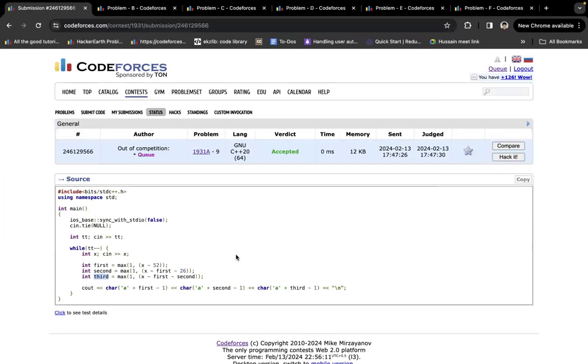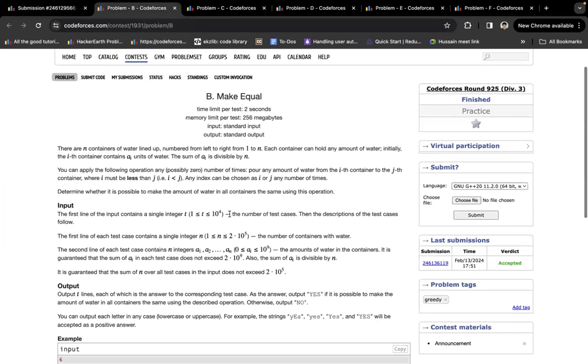So is problem A clear, guys? Tell me. You could have brute forced. That was the point of this problem. The intended solution is brute force, but I'm doing it in O of 1. Okay. So if this much is clear, let's move on to the problem, make equal.